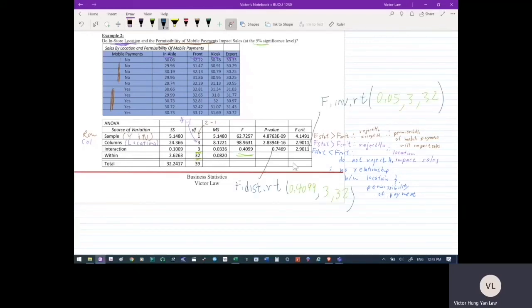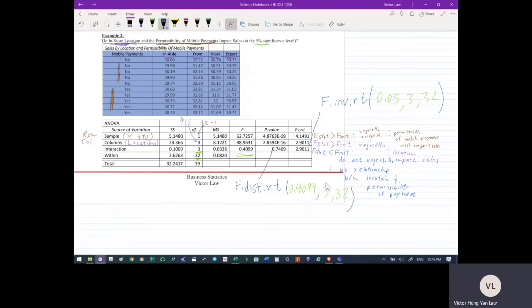Next, you need to know how to calculate the p-value and the F critical. P-value is F.DIST.RT. So for example, to calculate the 0.7469, how we calculate the p-value here is we use F.DIST.RT. It asks you for 3 variables. First variable is your F statistic, which is 0.4099, so that's what we put here. Second variable is your degrees of freedom 1. Third variable is degrees of freedom 2.